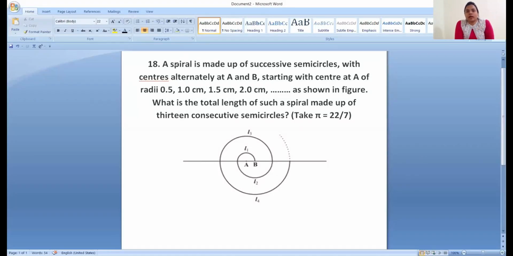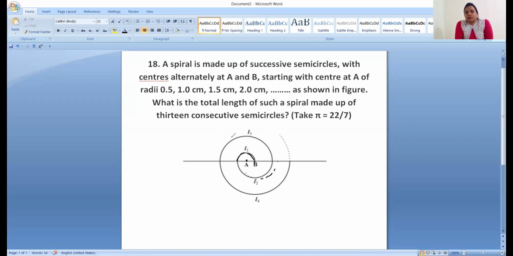18th question is, a spiral is made up of successive semicircles with centers alternately at A and B. Means for the first semicircle, the center will be A. This is the first semicircle and for this the center is A. Then again, like this is the semicircle. For this the center is B.